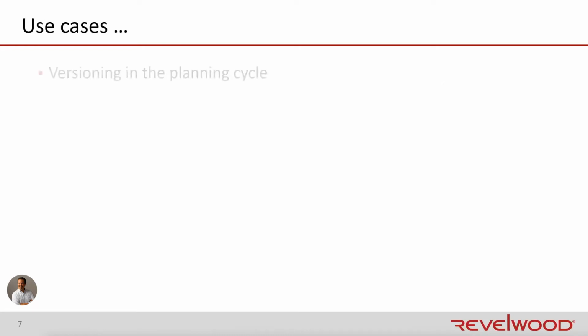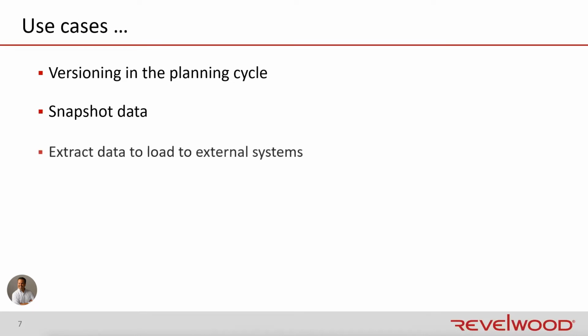So let's talk about some use cases. Well, versioning in the planning cycle, seeding your budget, creating monthly forecasts. You can snapshot your data, freeze off a current copy of your forecast to present to management and load into your board books. You can extract data. It's very simple to create flat files for downstream systems when no ODBC connection is available.